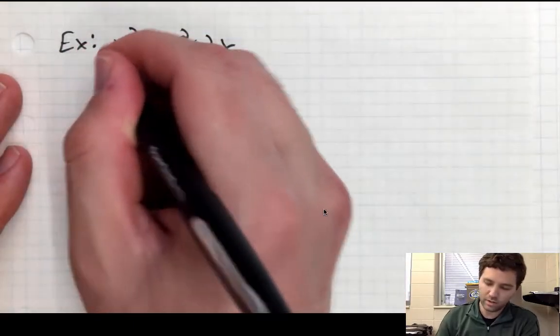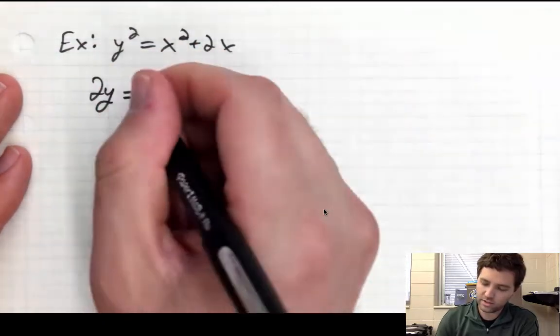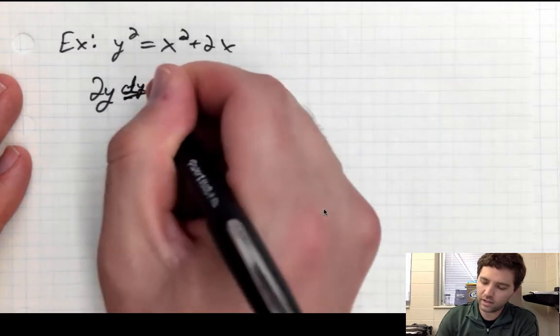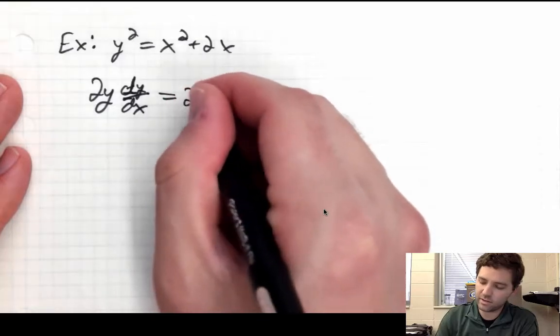So we'll take the derivative here. Hopefully you paused and gave it a try. So this will be 2y dy dx. It's implicitly defined, and on the right I'll get 2x plus 2.